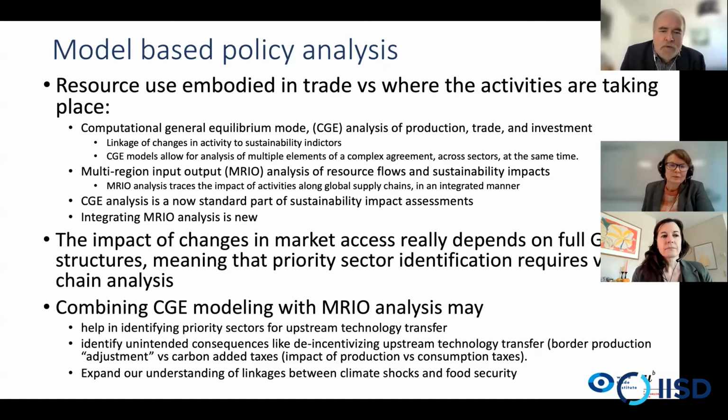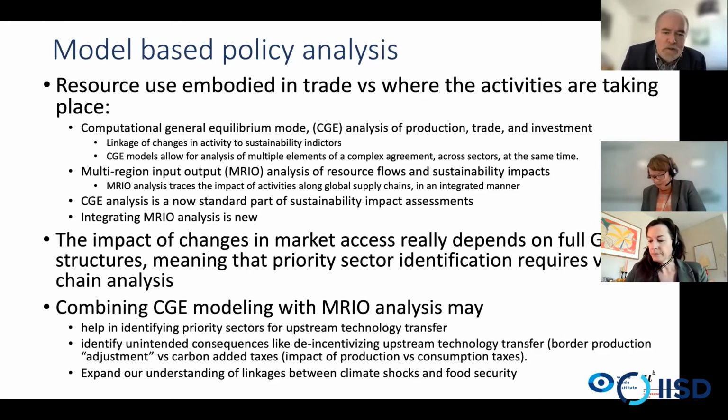It also turns out that this preview, before you run the models, of what the linkages are across sectors and countries is important when you want to identify priority sectors, or sectors where it might be good to add language on technology transfer or other incentives to ensure that things go right and not wrong with resource use. So combining these two helps us identify where upstream technology might be useful. Also unintended consequences, where things may happen that you didn't think would, which is one of the reasons we run these models.